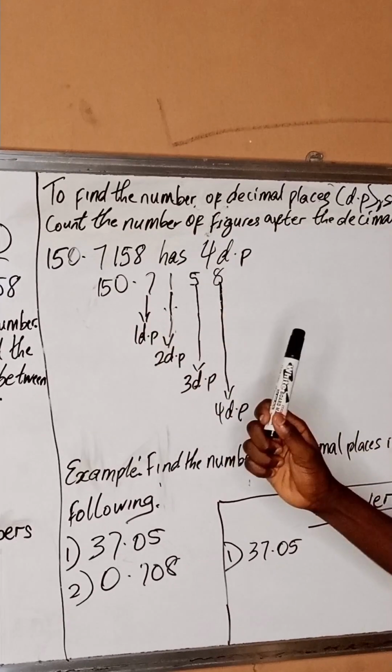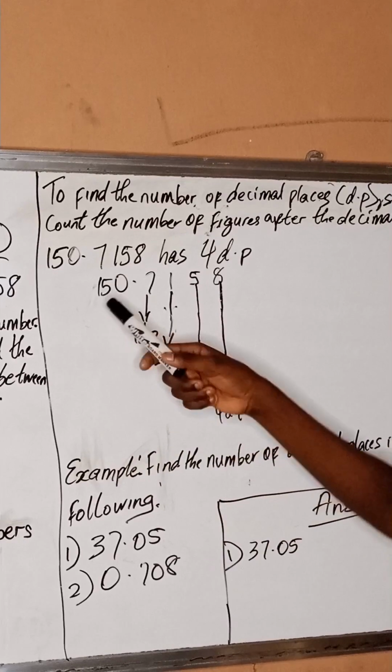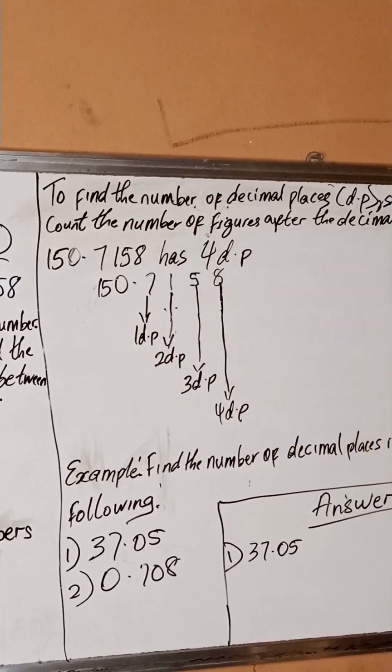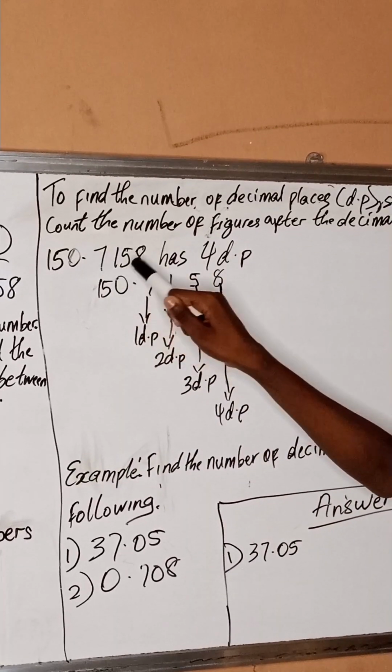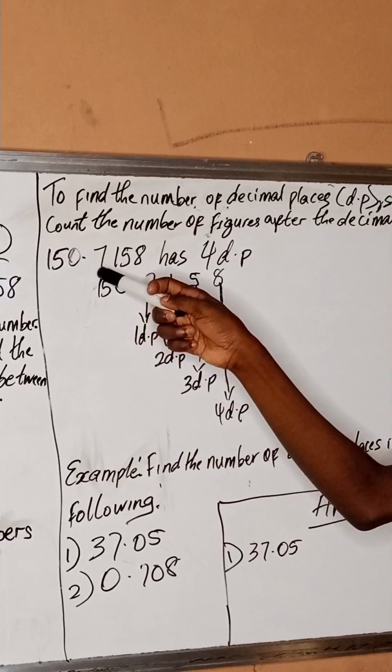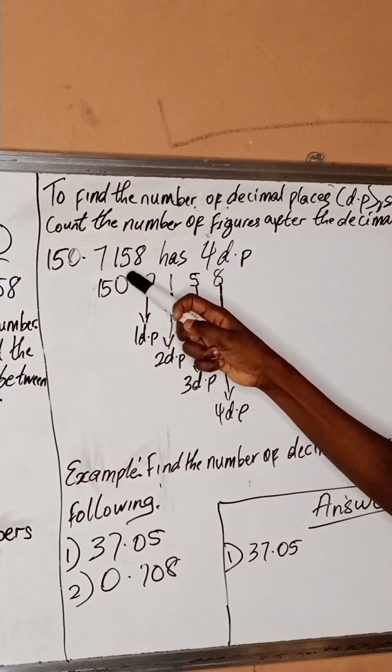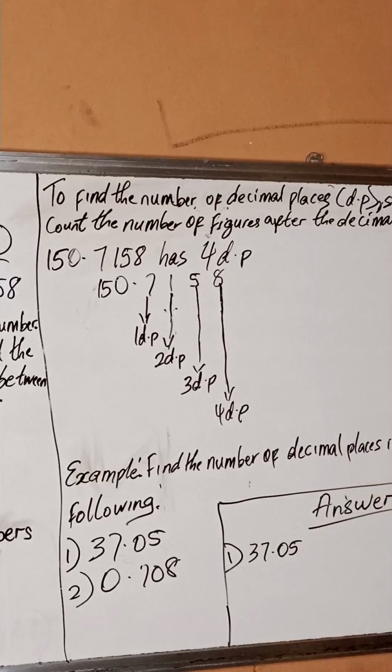Let's count to know if it has 4 decimal places. After the decimal point, how many numbers are there? Let's count: 1, 2, 3, 4. 7 is the first decimal place, 1 is the second decimal place, 5 is the third decimal place, and 8 is the fourth decimal place.